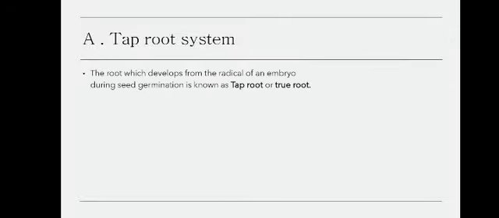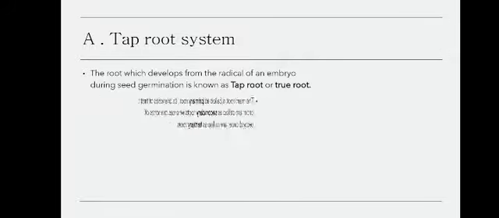In the taproot system, the root which develops from the radicle of an embryo during seed germination is known as the taproot. That means the root develops from the radicle of an embryo. On the embryo, the radicle is present, and from that radicle, the root develops during seed germination.